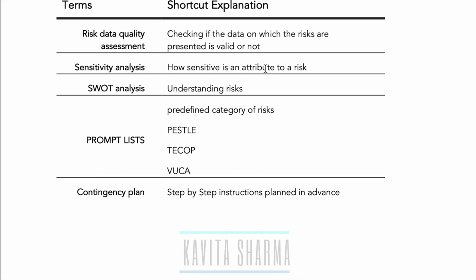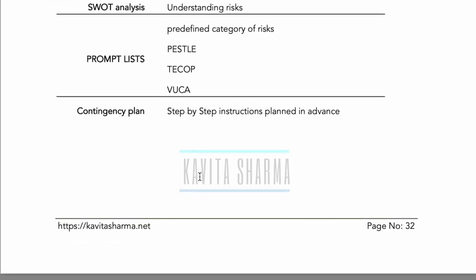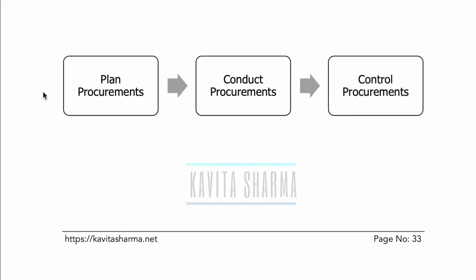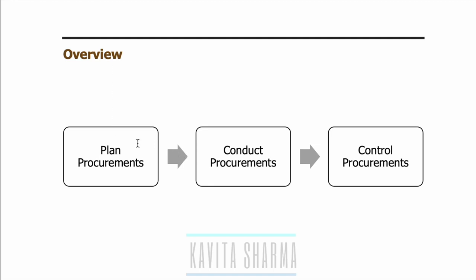We have all the keywords here. A prompt list could be a predefined category of risk. You have PESTLE, TCOP, VUCA, contingency plans, which I explained. Procurement management. What is procurement management? Very simple, I plan for procurement. We do make or buy analysis. Then we conduct the procurement for whatever we have thought, this is what I'm going to buy, this is how I'm going to buy. I've done all of that at the time of planning.